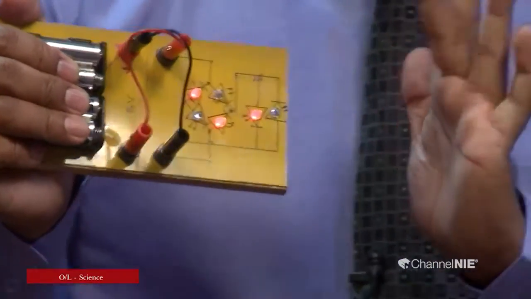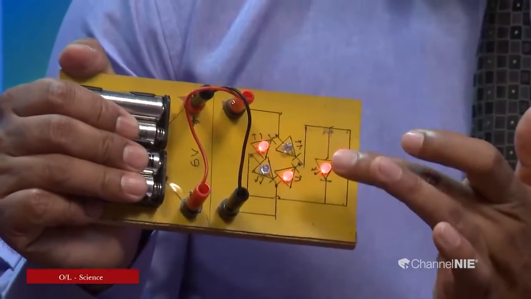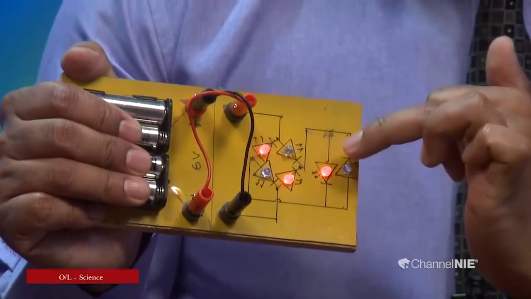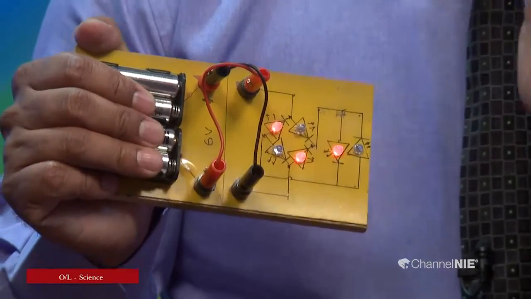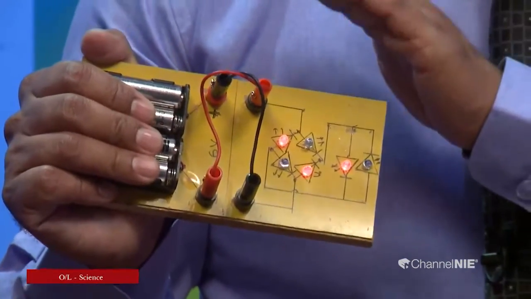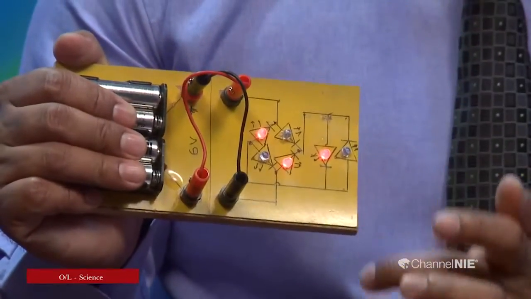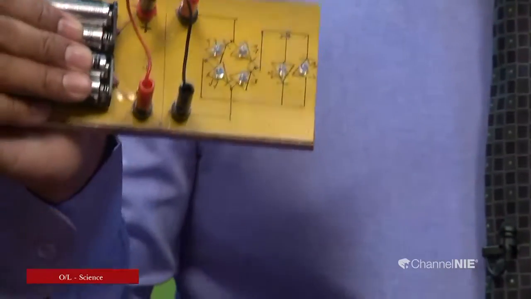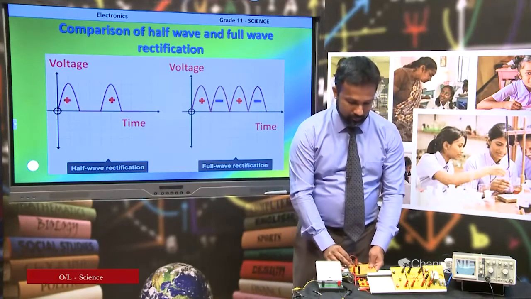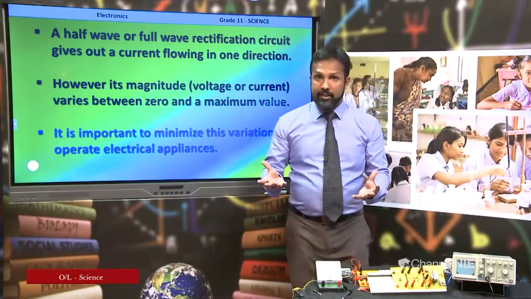You can see, not like the previous instance, the other 2 LEDs are glowing, but in these 2 LEDs, the first LED is glowing. That means, although the terminals of the power supply change, the direction of current through the output is the same. That is the full wave rectification. Right. Let's move to the next lesson.